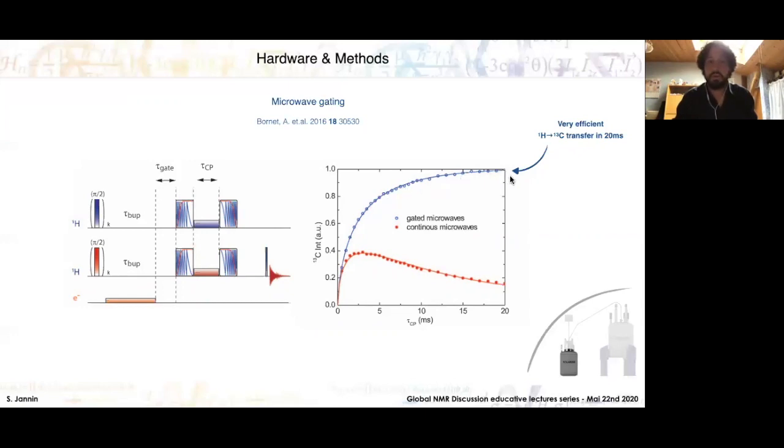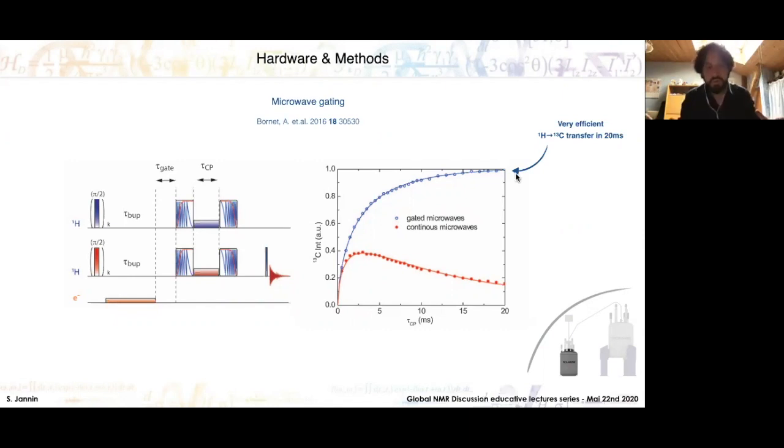You can do CP for, for example, 20 milliseconds and you reach a plateau. Whereas if you don't stop the microwave during the CP, you have paramagnetic relaxation and you reach a plateau after a few milliseconds. So if you stop the microwave briefly during your CP, you get a very efficient transfer.